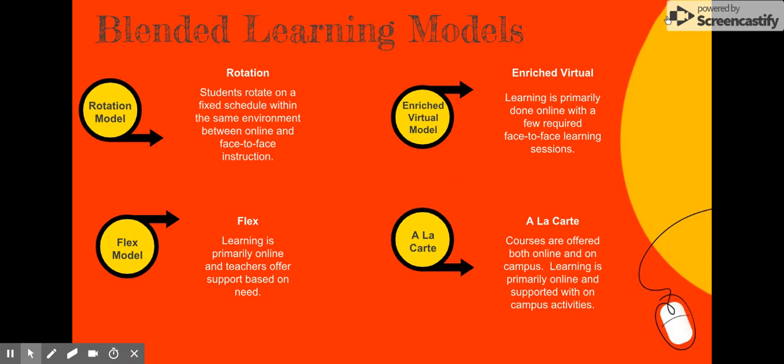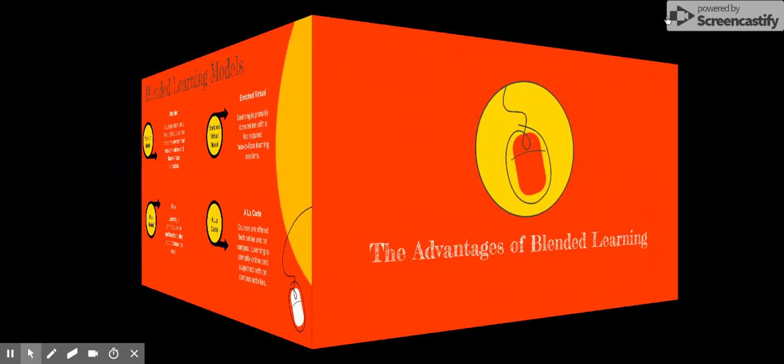Next, we have the enriched virtual model, which is where learning is primarily done online, and there are a few required face-to-face learning sessions in this model. So these sessions may be once a month, once a week, but they are required, and then everything else is done online. And then finally, in the a la carte model for blended learning, courses are offered both online and on campus, and learning is primarily online and supported with those on-campus activities.